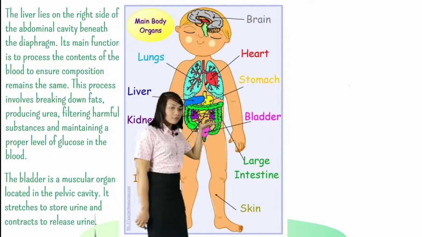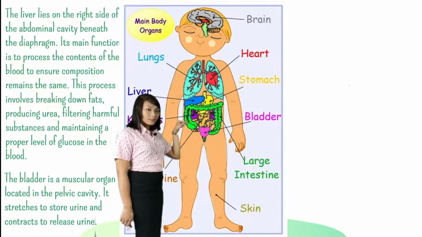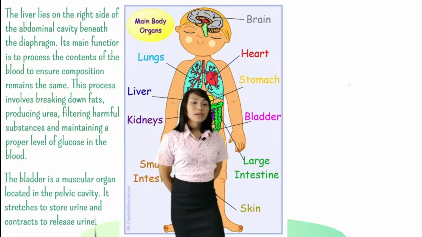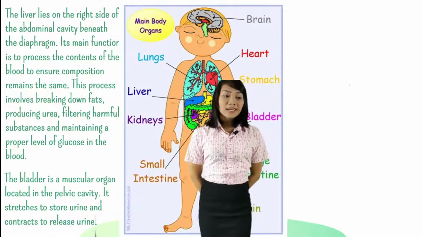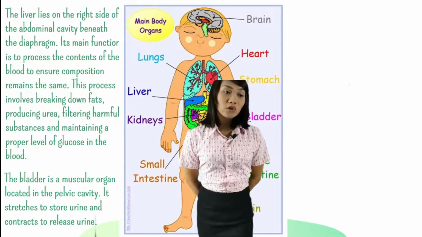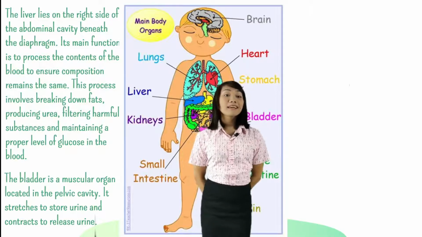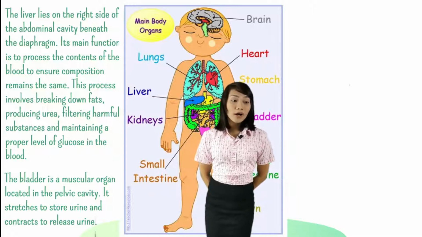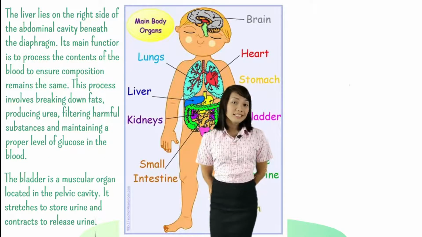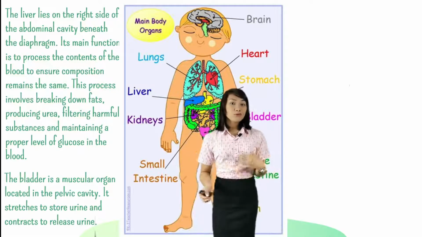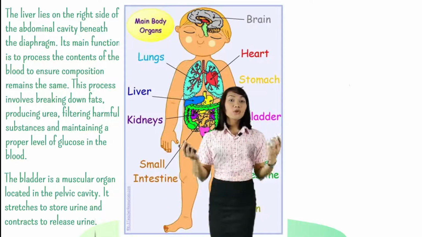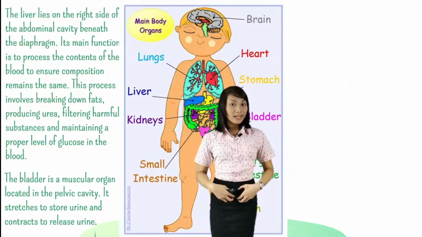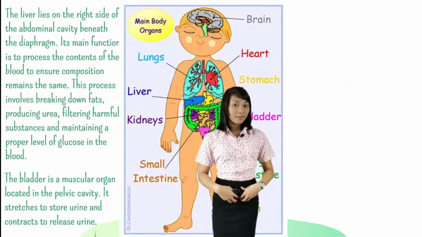So this one is your bladder. Look at that. That one is your bladder. Now, what do we mean with bladder? Bladder is a muscular organ located in the pelvic cavity. It stretches and stores urine and releases it. So sometimes you want to pee, right? So you store your urine here and this is your bladder, okay?